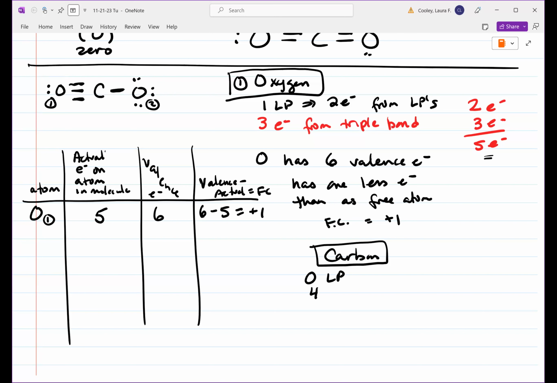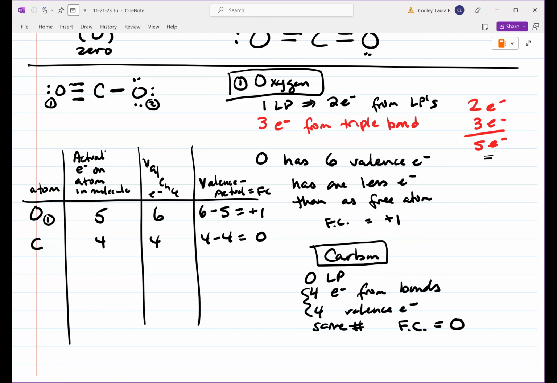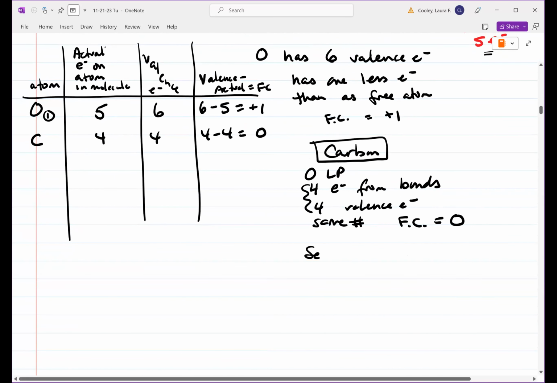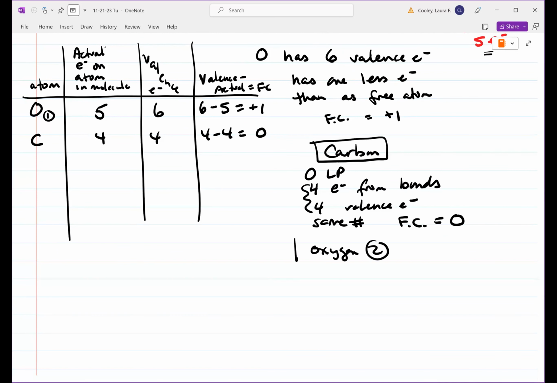So there's 4 electrons from bonds. Okay, and also there are 4 valence electrons. So it's the same number. So what does that mean the formal charge is equal to? It's 0. And here, 4 minus 4 is 0. Okay, now we're going to do the second oxygen, oxygen number 2. And again, we have this triple bond.